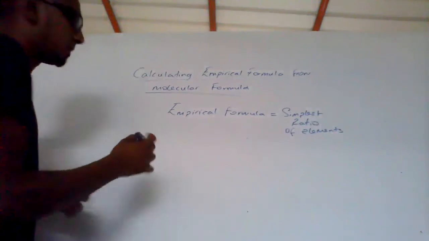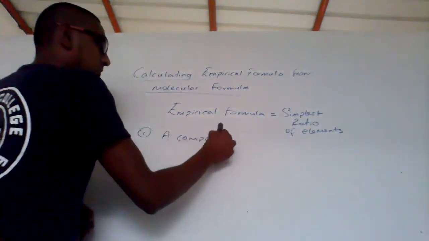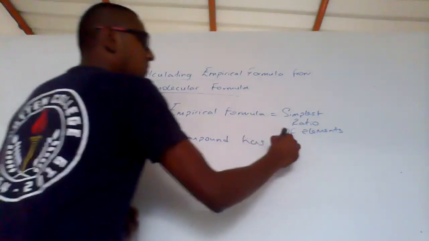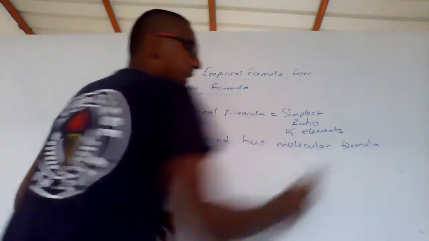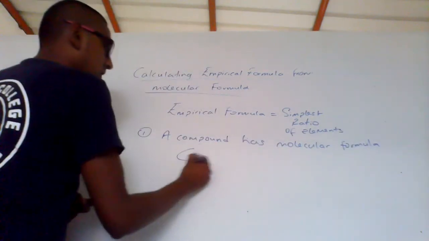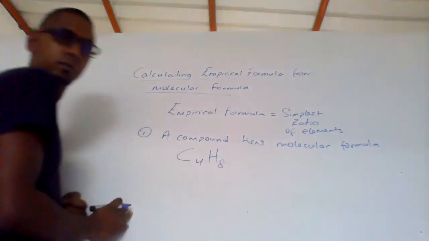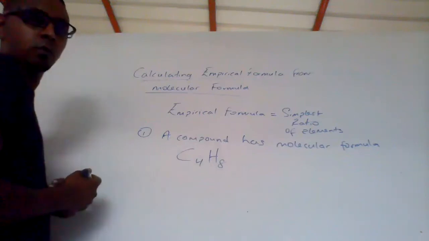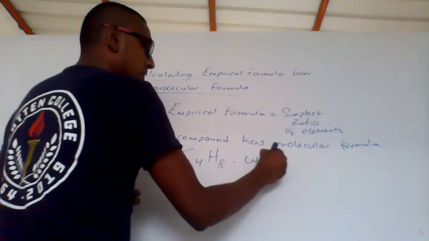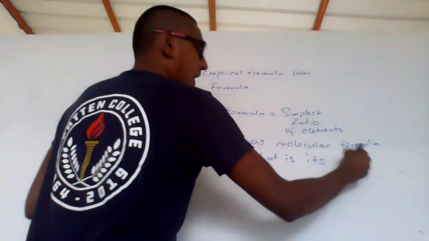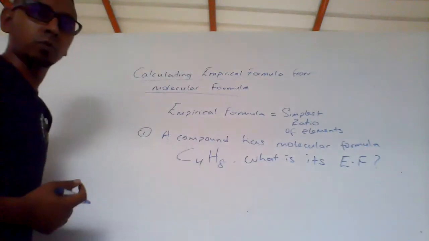Alors, si vous voulez des voies maintenant, vous direz comme ça. The compound has molecular formula. Le compound est une formule C4H8. The compound has a molecular formula of C4H8. What is its empirical formula? What is its EF? Short term empirical formula.